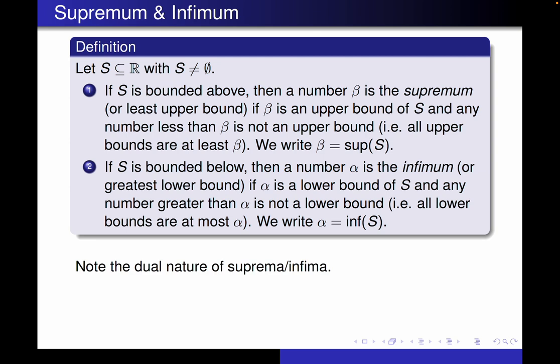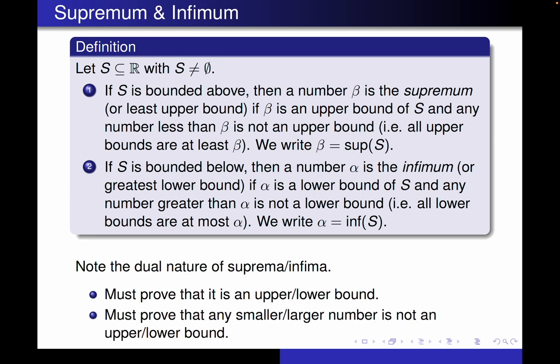So note that there are two parts to being a supremum and an infimum. You must prove that it is an upper bound in the case of supremum and a lower bound in the case of infimum. And you also must prove that any smaller number than the upper bound, or larger number than the lower bound, is not an upper bound or a lower bound.